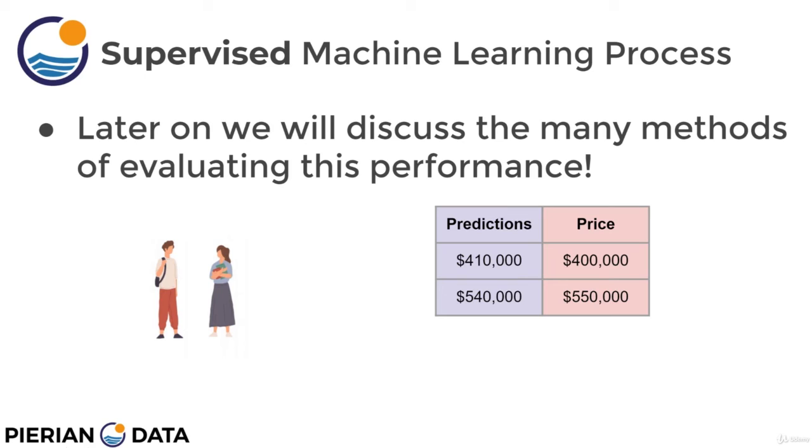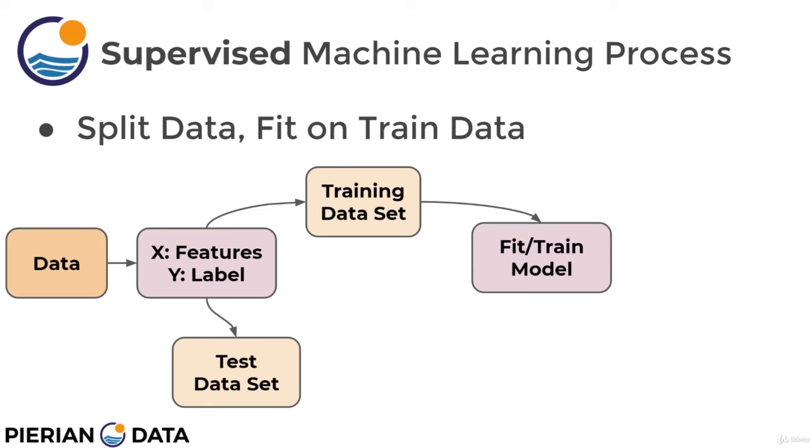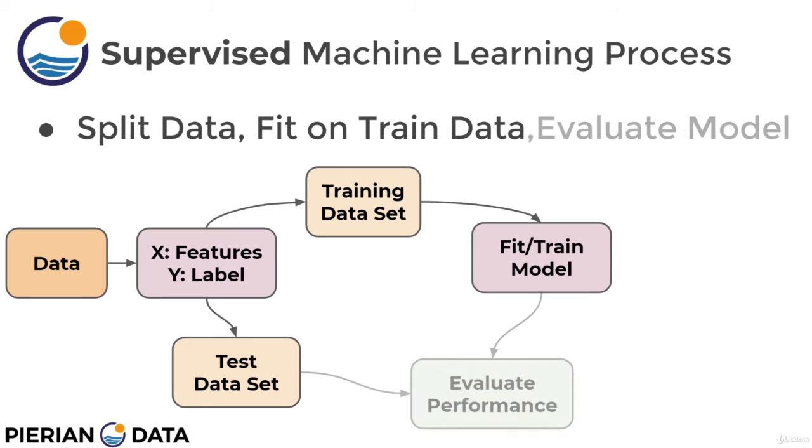So later on, we'll discuss many methods of evaluating the performance, but the main idea here is that we're actually able to now fairly evaluate this human realtor or our machine learning algorithm with the use of a train test split. And now that we understand the train test split, let's go ahead and continue with the rest of the supervised machine learning process. After we split the data into a training set and a test set, we know that we fit and train the model only on the training data set. Then we fairly evaluate its performance by feeding into the model the features of the test set and comparing the model's predictions to the known test set label.